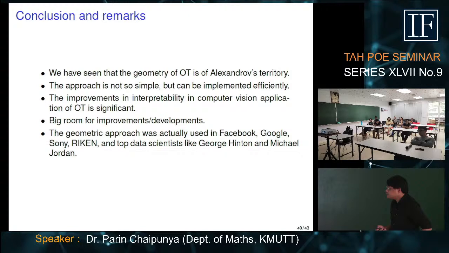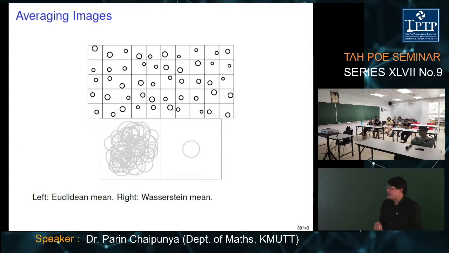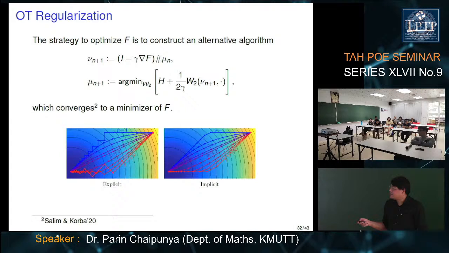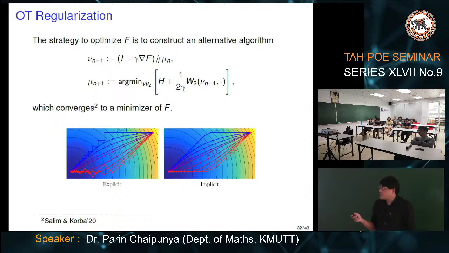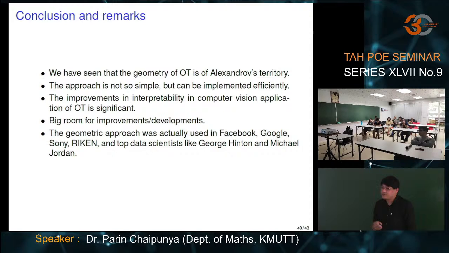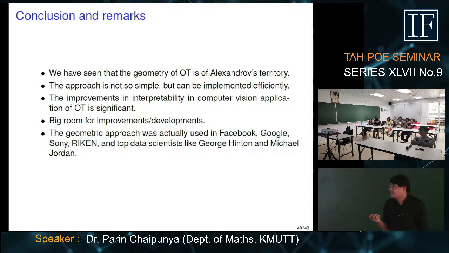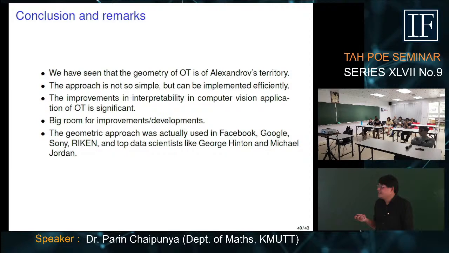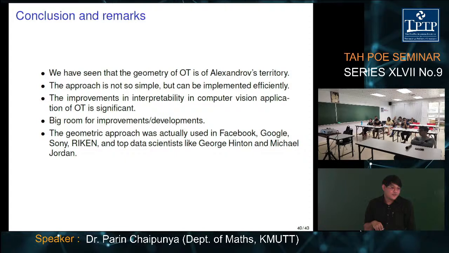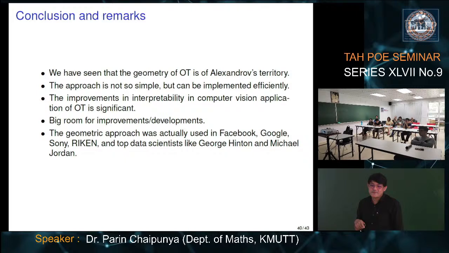And there is still big room for improvements and developments. I'd like to mention that, for example, this algorithm was developed earlier this year. So the area is still young, and there is a lot of room for improvements. And this approach is not artificial. I'd like to mention that it was largely developed by people from Facebook, Google, Sony, Riken, and top data scientists like Geoffrey Hinton and Michael Jordan. So since these are commercial companies and they study this approach, I think there has to be some importance in the theory.